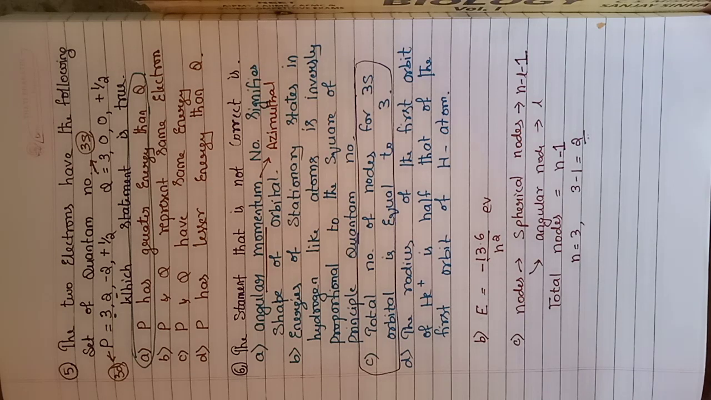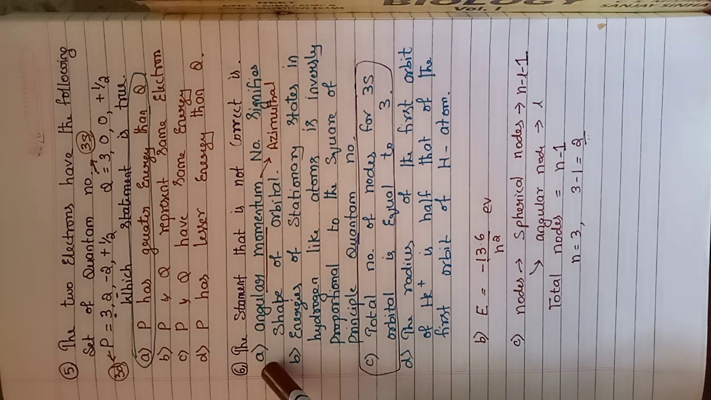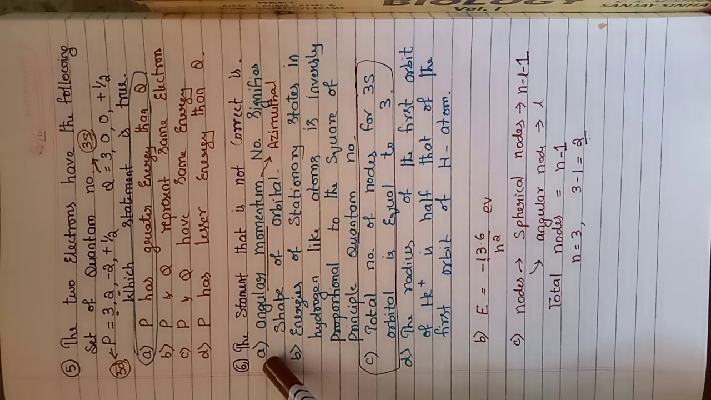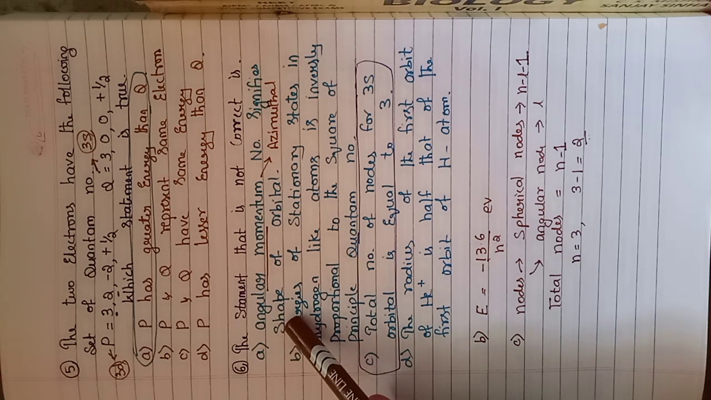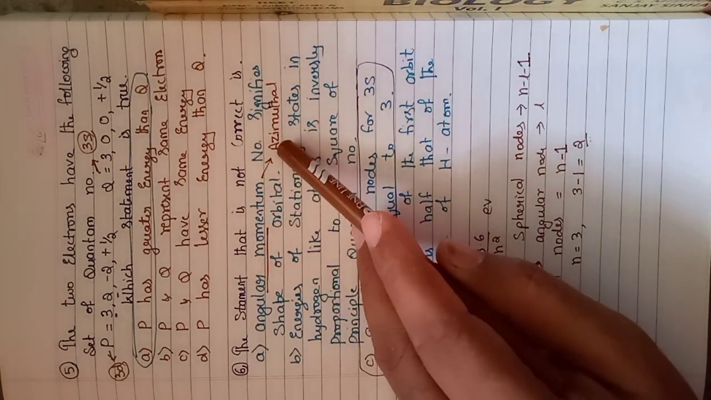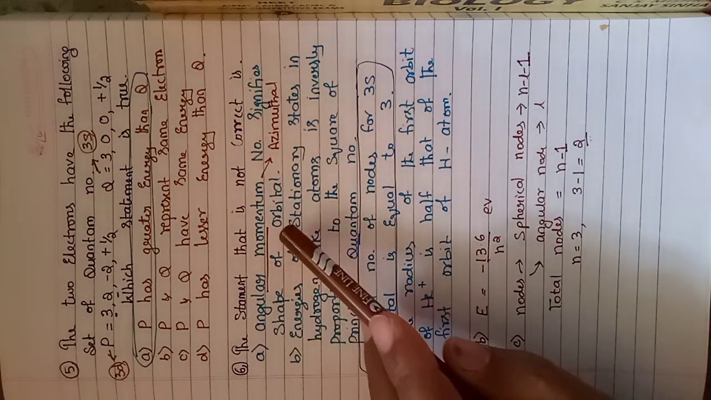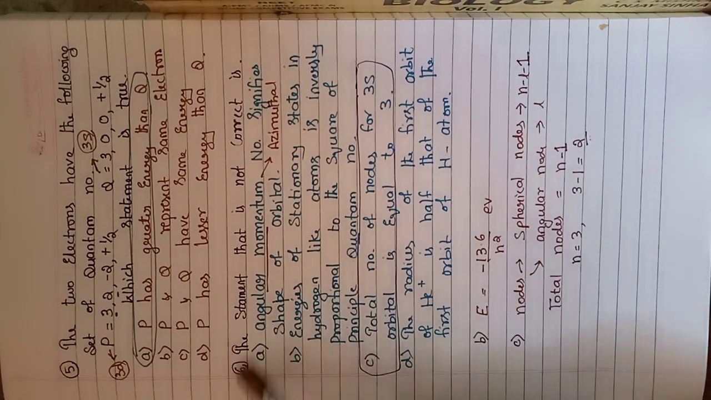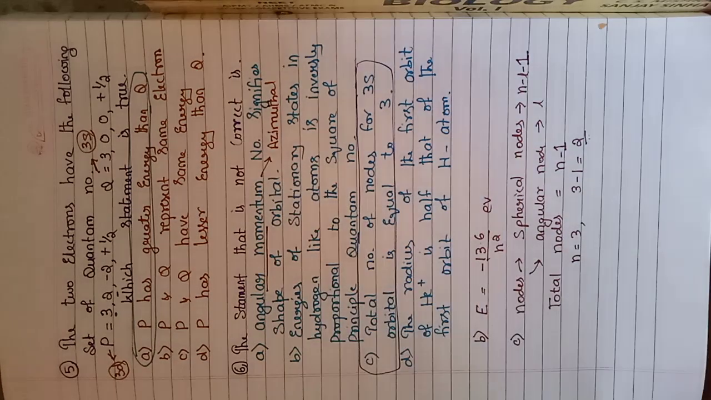Next question: the statement that is not correct is, we have 4 statements. Let us go one by one. The angular momentum number signifies the shape of the orbital. Angular momentum is nothing but the azimuthal quantum number, and the azimuthal quantum number describes the shape of the orbital. So this statement is correct. We have to find out the incorrect statement.